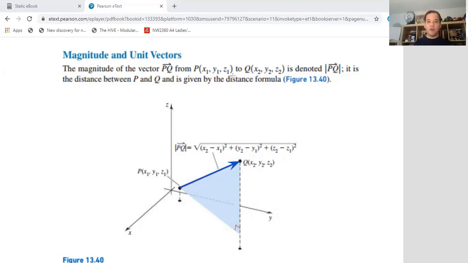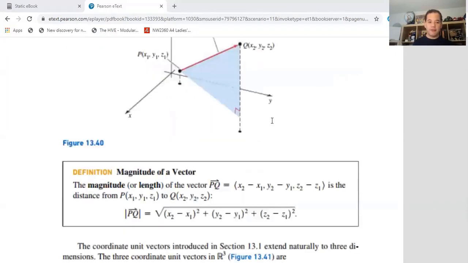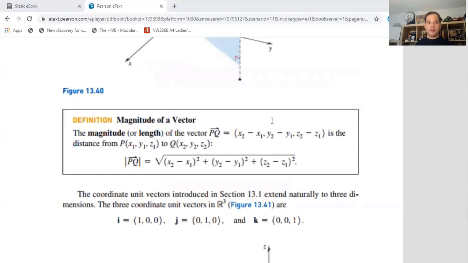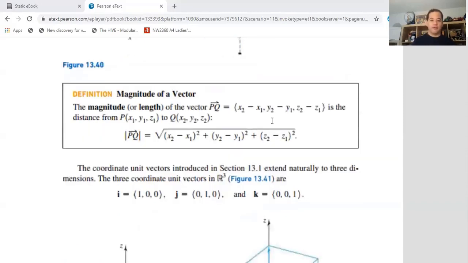So that's essentially all we need, right? All we need to do here is to take the difference of the x coordinates, square it, the difference of the y coordinates, square it, the difference of the z coordinates, square it, add those three numbers and take the square root. And that would be the length of the vector, all right? So then you can see, if we scroll further down the page, it's written right here: the magnitude of a vector.